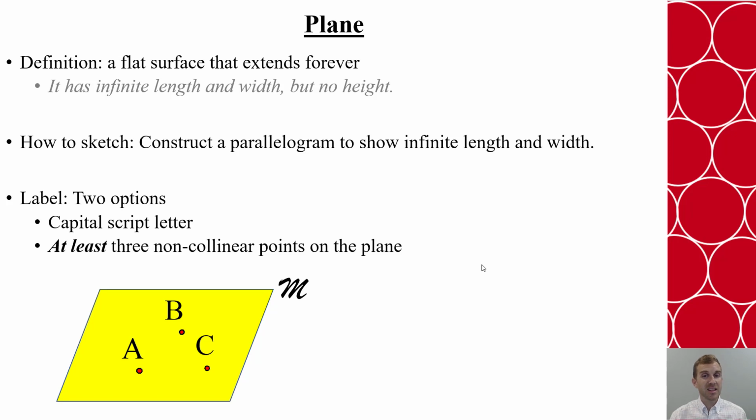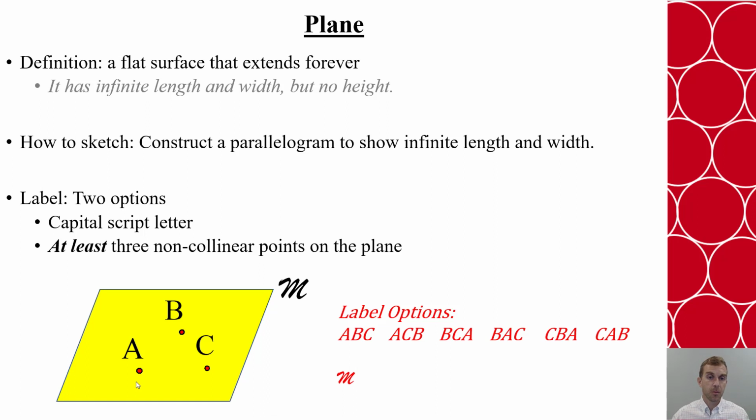The labeling of it is a little bit more relaxed. It can be a capital script letter or at least 3 non-collinear points on the plane. So here we have 3 non-collinear points. We could put them in any order. Order does not matter because it still helps represent the plane that's going through there, the length and the width forever. Or we could use the capital script M.